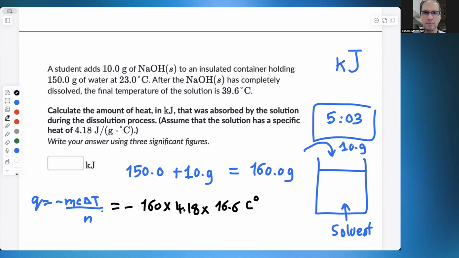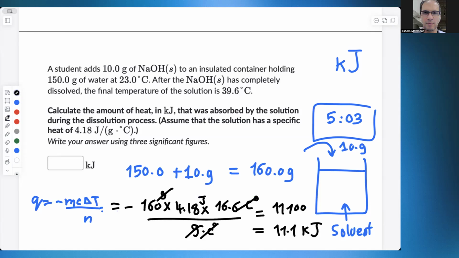I have here joule per gram per Celsius, and 160 grams, so these all are going to cancel out, and the answer will come out as joules for sure. It will be 11,100 joules, and divide this by 1,000 to get 11.1 kilojoules, which is our answer.